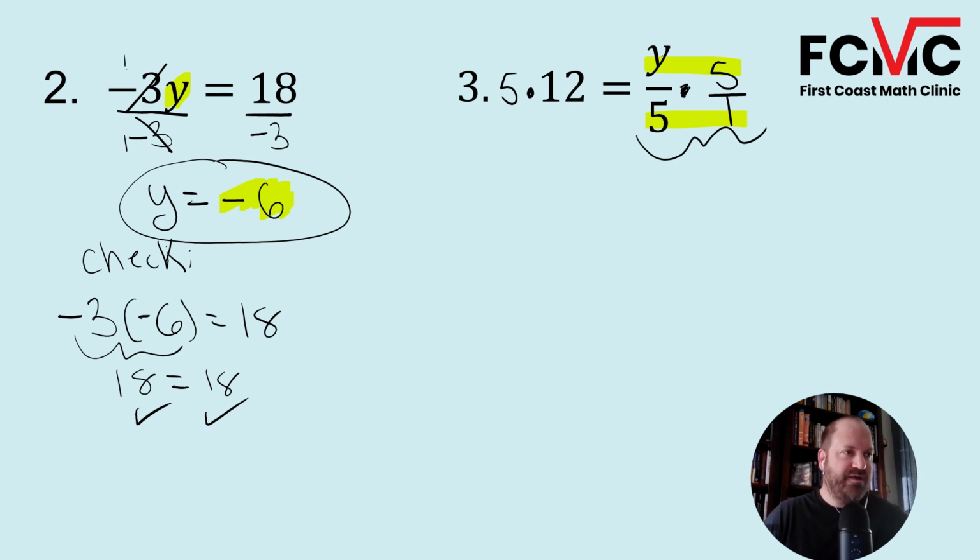And I'm going to multiply this side as well. So we're going to get 60 equals y times 5 is 5y, and 5 times 1 is 5. All right, well, what can we do here? We still want to get that y by itself.